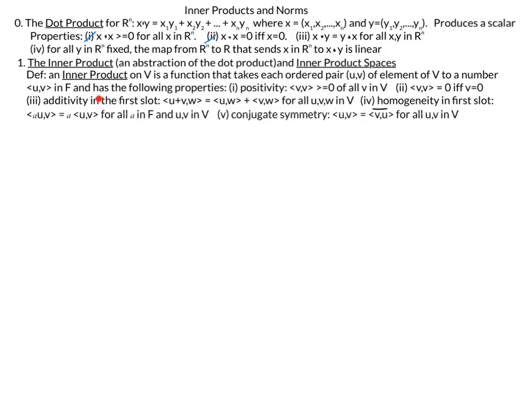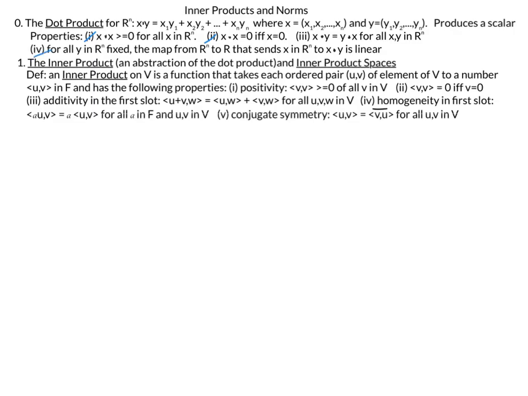Next, we have additivity in the first slot. The inner product of u plus v with w is equal to the inner product of u with w plus the inner product of v with w. And we also have homogeneity in the first slot. The inner product of a scalar alpha times u with v is equal to, we take the scalar alpha out, alpha times the inner product of u and v. These two properties express the idea that this mapping is linear, so that's where that comes from.